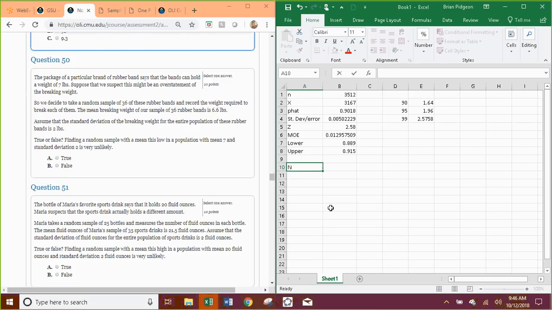Let's look. The standard deviation is 2. So n is 36. Let's just calculate that probability. The mean is 7. Sigma of the population is 2. That means the standard error, or the standard deviation, is equal to 2 divided by the square root of n.